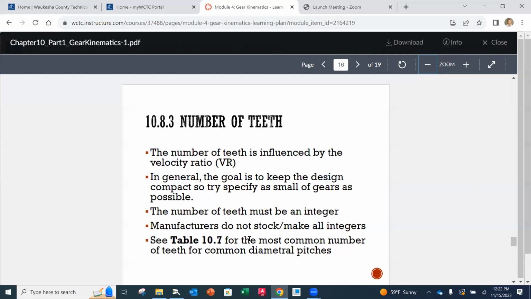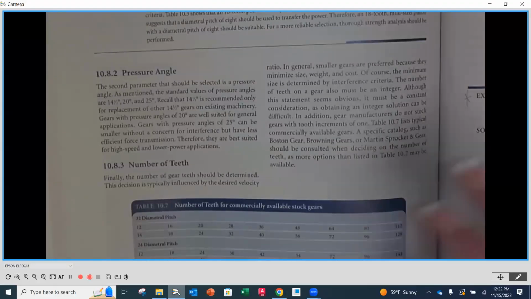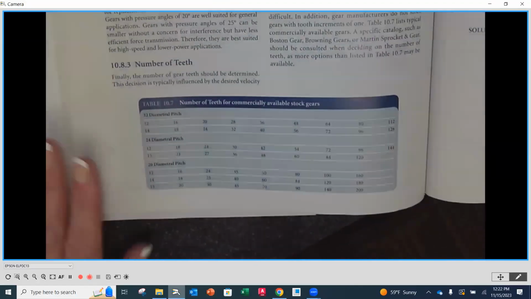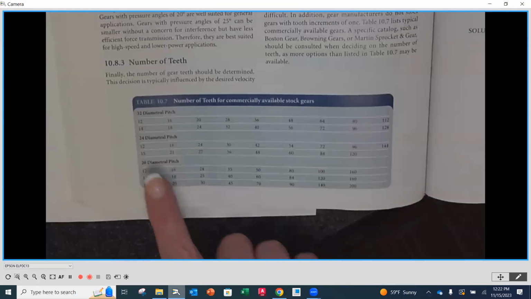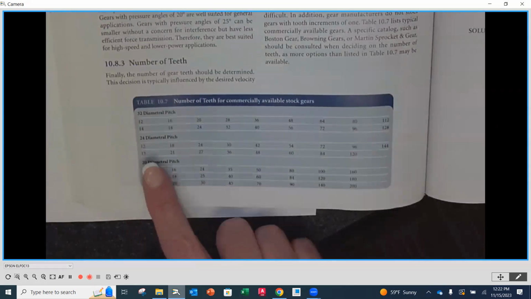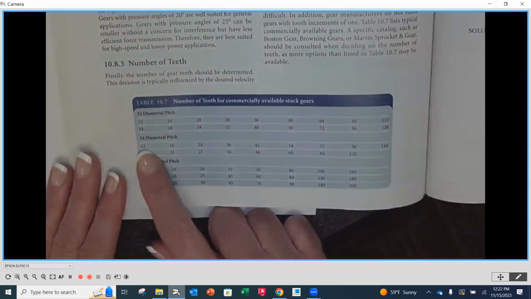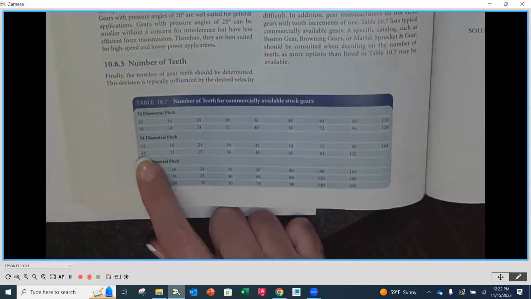Manufacturers do not stock and make all integers. We saw that the last time we were together. If we take a peek back at the chart on page 276, starting on page 276 and going to the next one, here is an example of the standards in terms of the gears that are made with the number of teeth for standard diametral pitches. So starting with a 24 diametral pitch, notice that they'll make a 12 tooth gear, then a 15, but they don't do a 13 and a 14.